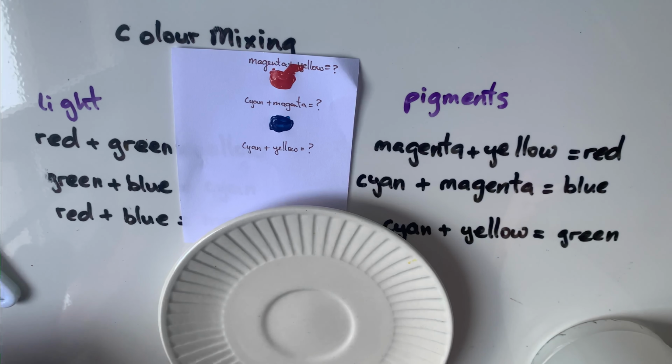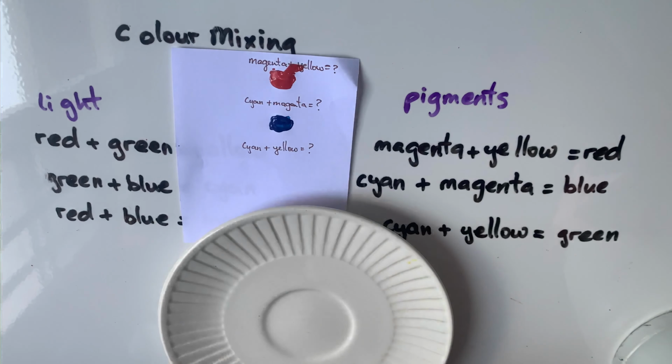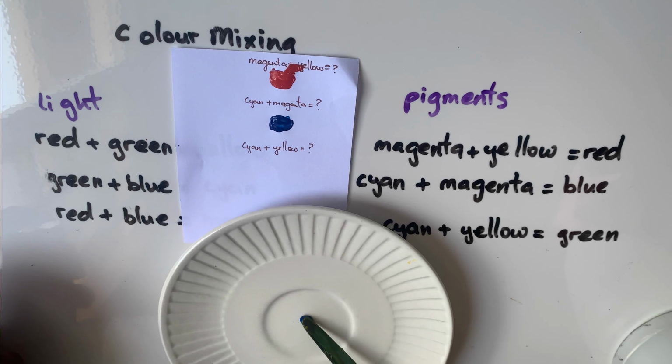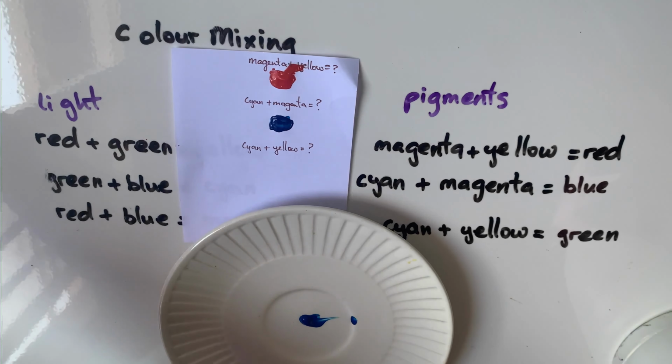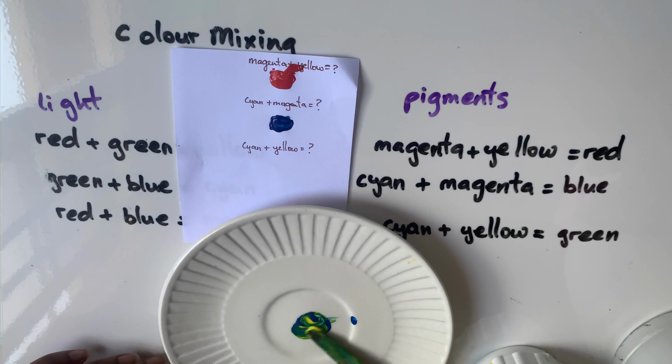And now we're doing cyan plus yellow. So we're doing a green. You could start with either depending on what kind of green you want. It doesn't really matter right now because this is just a demonstration. So I put the cyan and then I put some yellow, and then we have the green.